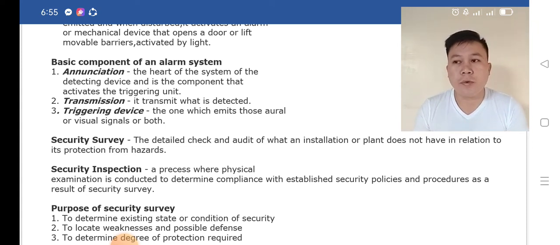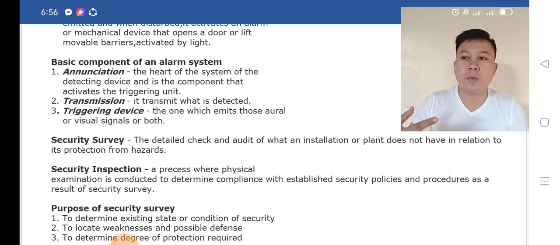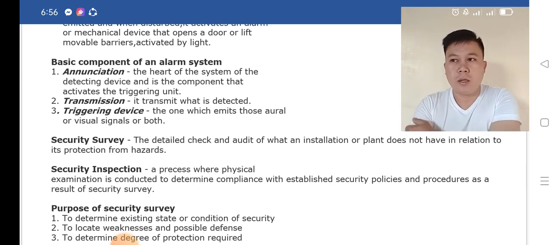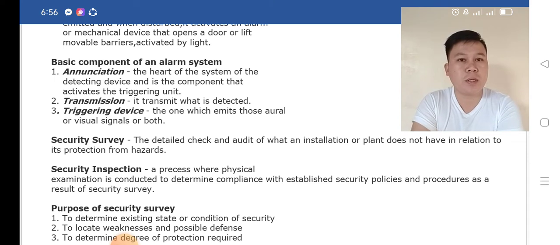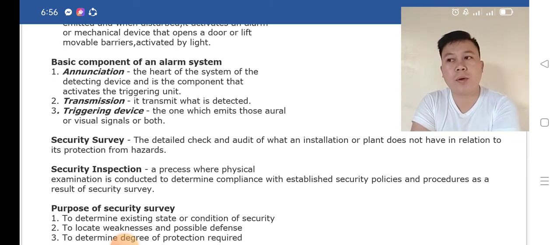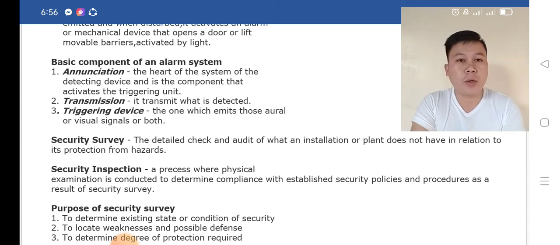Kasali na yon, for example, titignan din yung establishment kung anong kulang sa kanila. So, pwede nilang i-install kung ano yung makakabuti sa kanila. So, those are the examples na pwedeng gawin sa security survey. So, meron din tayong security inspection, a process where physical examination is conducted. So, titingnan naman natin kung ano yung kaayusan, kahandaan, and pagiging secured ng isang establishment.